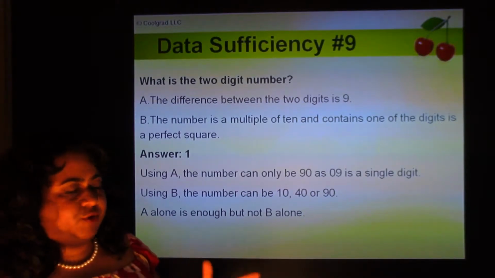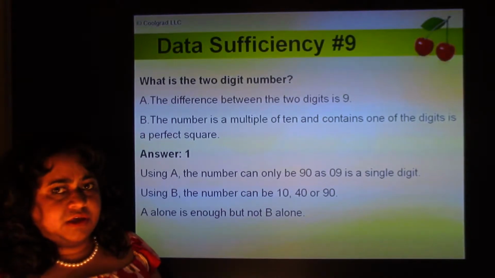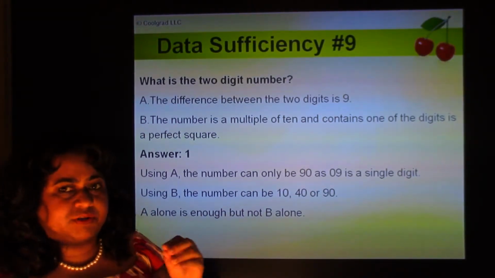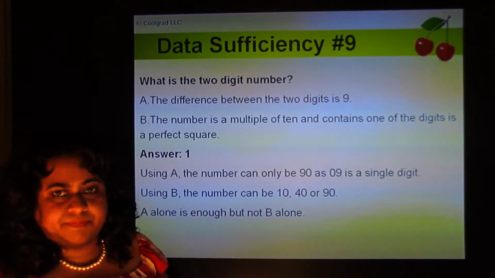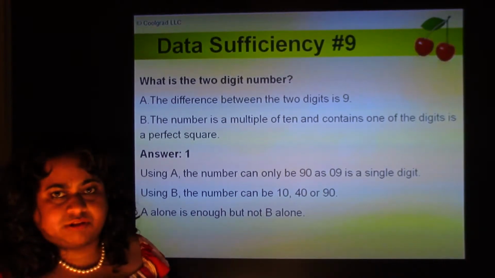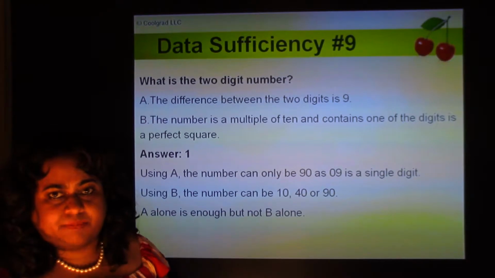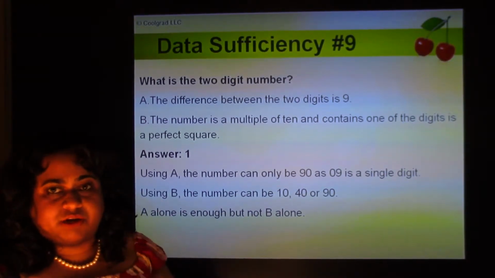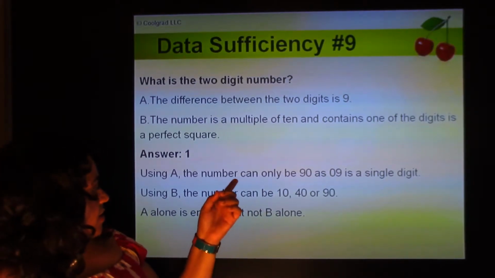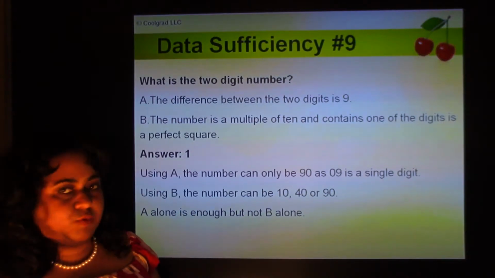Sometimes students may get confused and say both the statements are needed, but no, A alone is sufficient. So when you are solving data sufficiency problems, try and evaluate every possible way to use one statement alone to solve the problem. Plug in values, do whatever you can, and see if that statement alone is enough to solve the problem. Then go to the other statement alone and see if that alone is enough. And only when both are not enough, then you go to option 3 or option 4. A alone is sufficient, but not B alone. So we pick option 1.